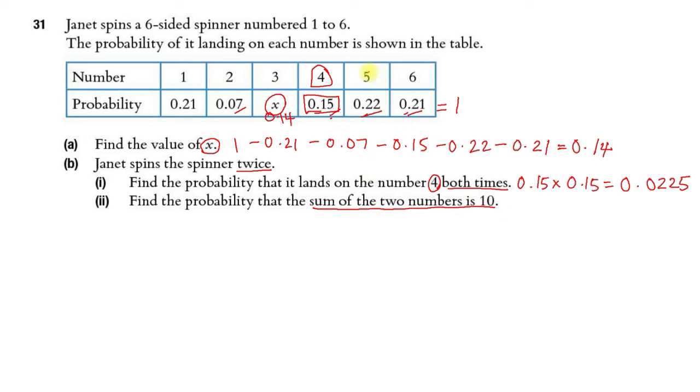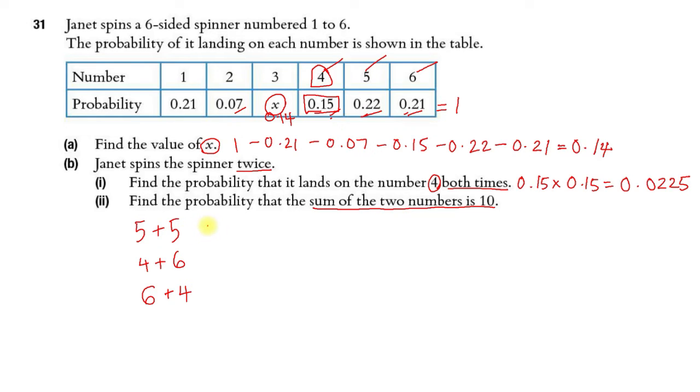So how do we make 10? 5 plus 5 and 4 plus 6 makes 10. So the first combination would be 5 plus 5, right? The second combination is 4 plus 6. Or you can also spin 6 first and then you get a 4. So all these are ways to make 10.